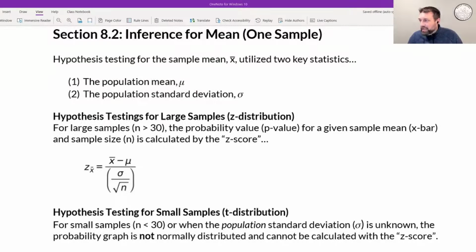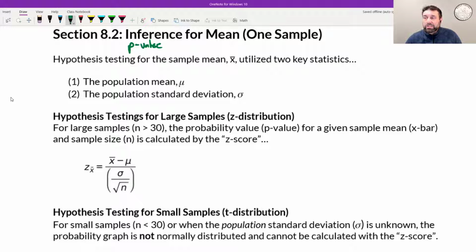This is section 8.2. We're going to have the same cast of characters, things that you're familiar with. We're going to be talking about hypothesis testing. So that means you're going to get a p-value, and you're going to take that p-value and compare it to a threshold. Okay, so that's what inference means.